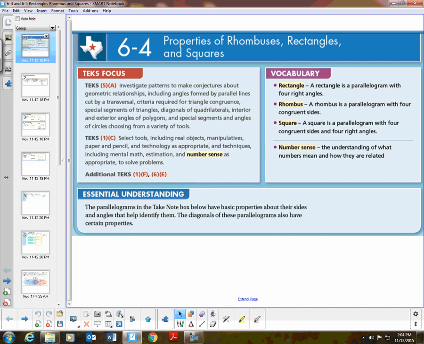All right, you might want to take a second to pause the video and write the essential understanding, which is that a parallelogram, in the take notes box below, which I'm going to put on the next page, has basic properties in its sides and angles that may help identify them. The diagonals of these parallelograms also have certain properties. If you want, you could also write these definitions, but they're on the next page, which I'm about to show you.